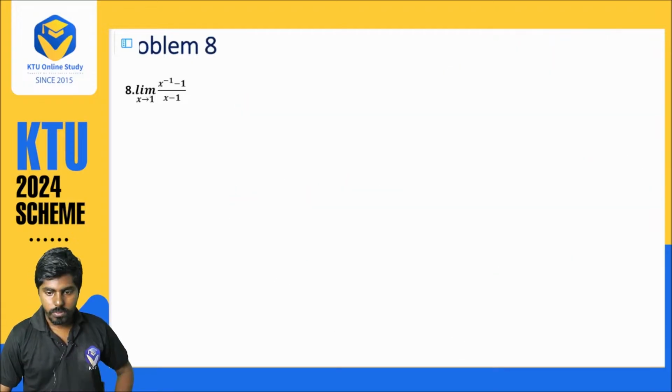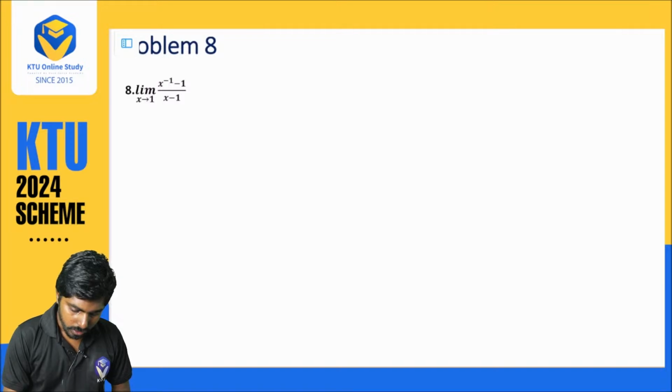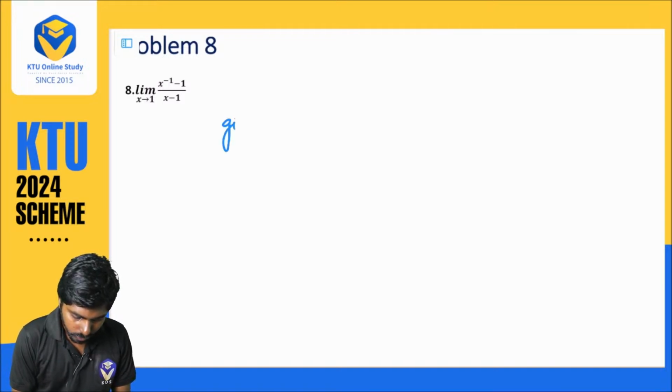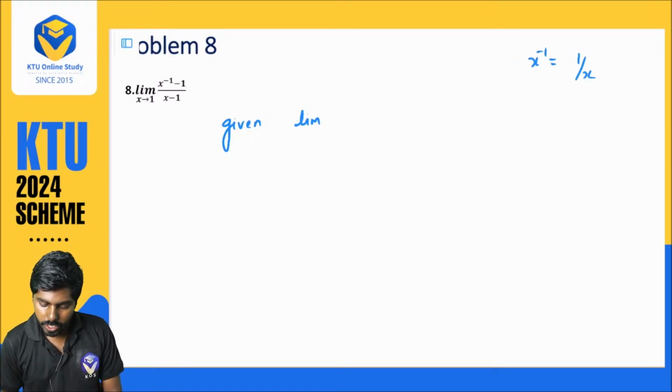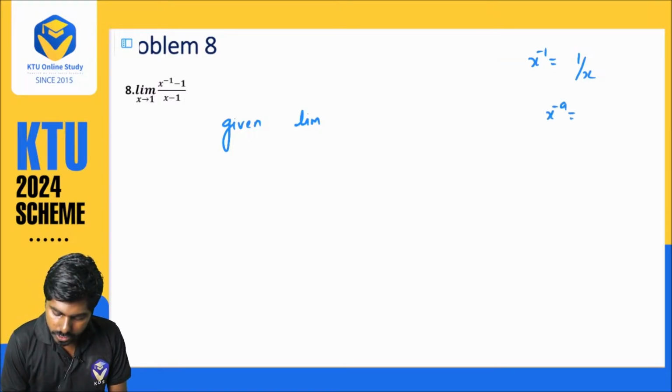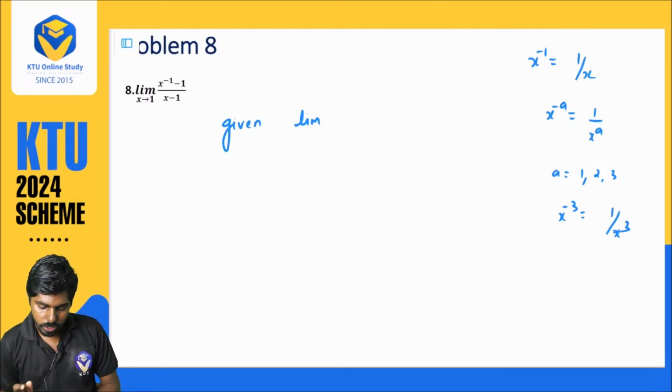Now we will move on to problem number 8. Given limit of x raised to minus 1. X raised to minus 1 is nothing but 1 divided by x. Anything x power minus a is nothing but 1 divided by x power a, where a can be any number 1, 2, 3. Suppose x raised to minus 3, that is nothing but 1 divided by x cube. So this is the formula.